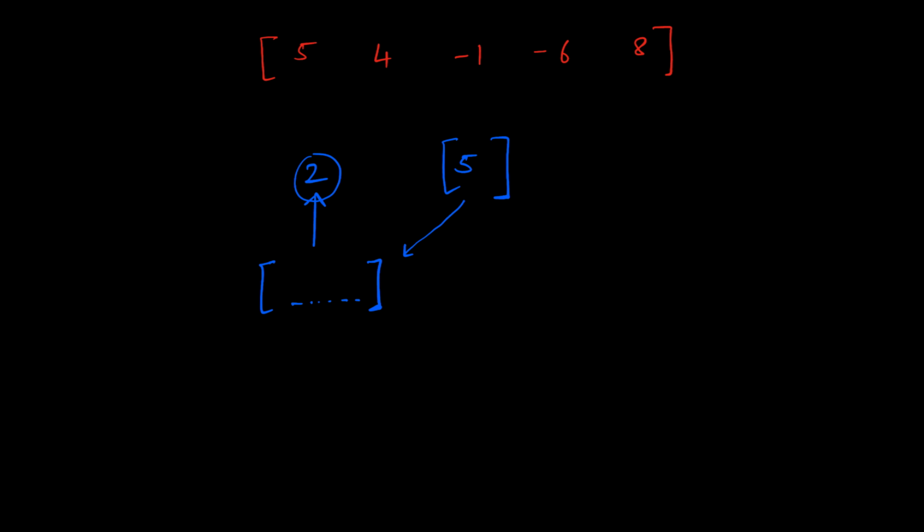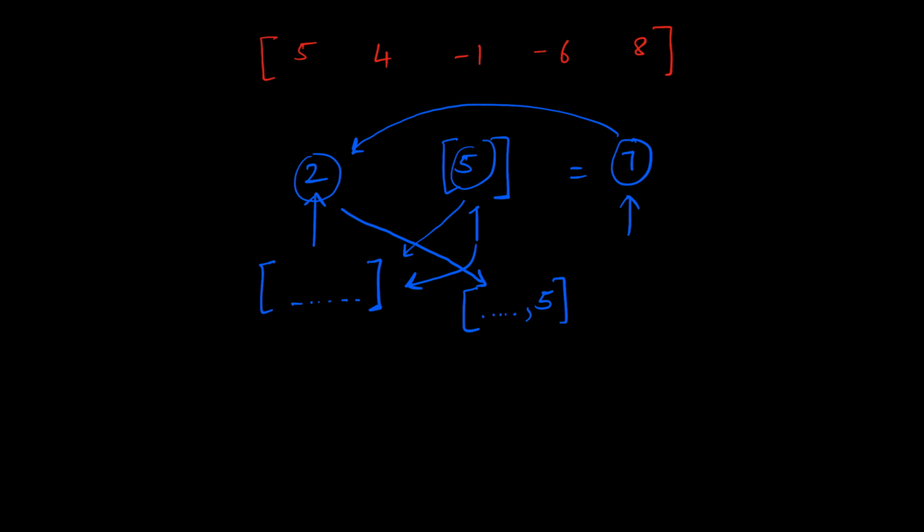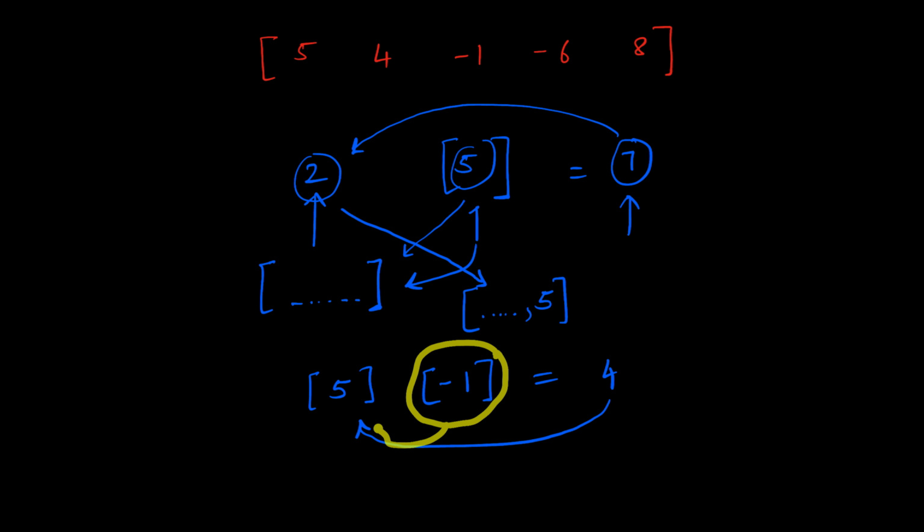If I include 5 into the subarray, the total will be 7. As 7 is greater than the original subarray total, which is 2, it makes sense to include 5 in the subarray. Now this is a positive case. Now let's discuss a different negative case. Let's assume the subarray total is 5 and the new number is minus 1. The sum of these two numbers is going to be 4, which is actually lower than the original subarray total. So it does not make sense to include minus 1 into the existing subarray and lower the total.